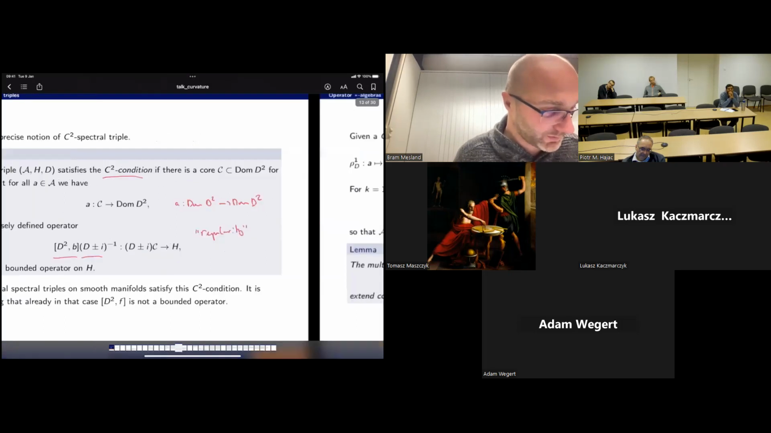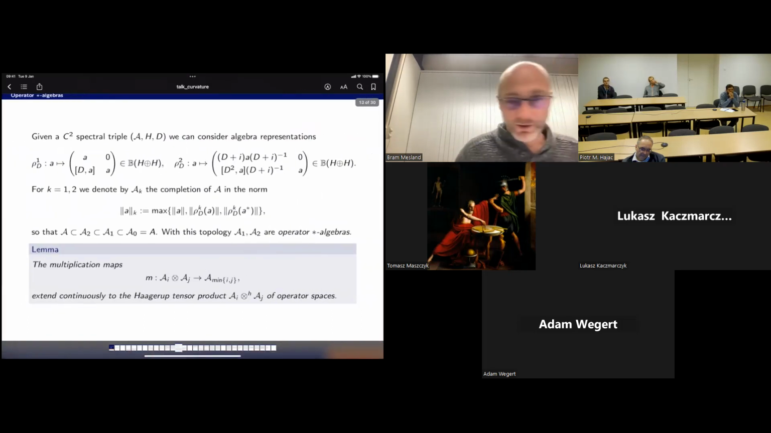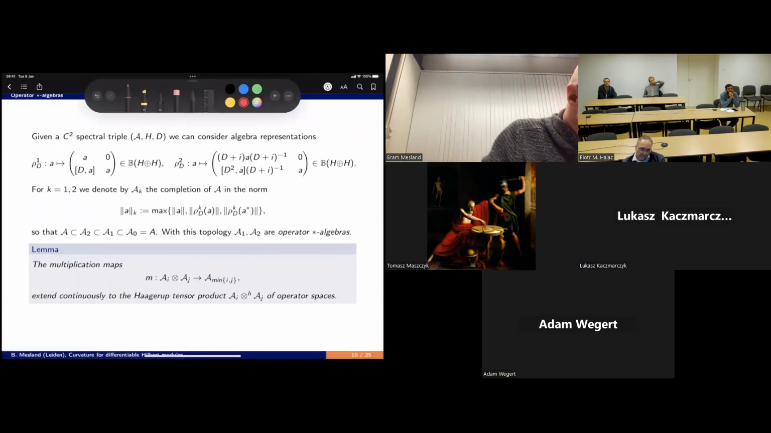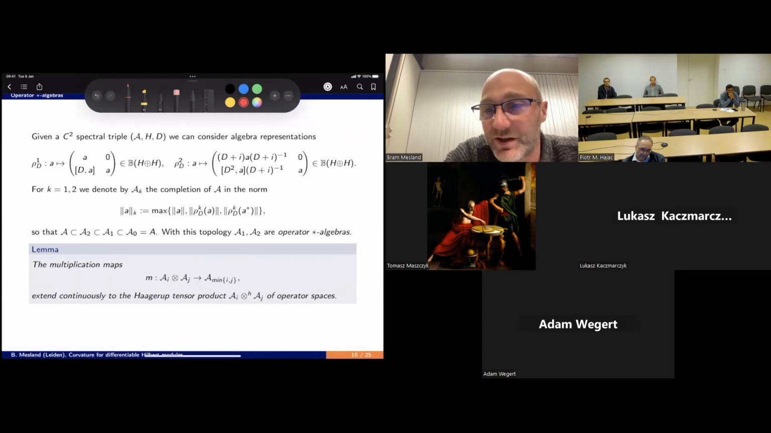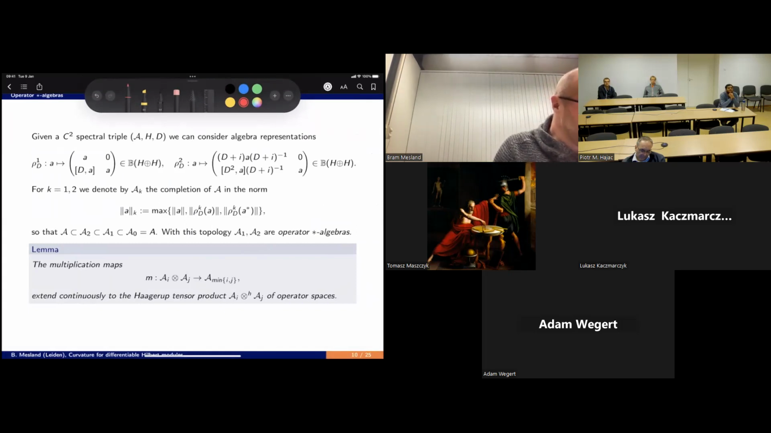So let's continue. Okay, these are some technical formulas here. The reason that I have those is that, in the background of this work is some functional analysis, and so we need to take some completions, and we need to use some topologies. So here, given a C2 spectral triple, we can get two representations of our algebra, and the first one actually exists for any spectral triple. Because the commutator with D satisfies the Leibniz rule, if I put things in a matrix like this, I actually get something that is multiplicative. So if I multiply two matrices of this form, it will be again of this form.